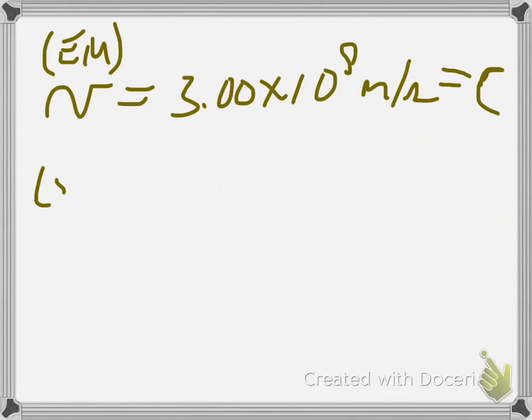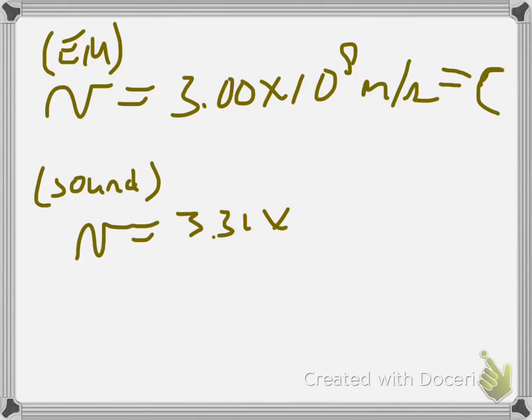Sound has a velocity of 3.31 times 10 to the second, or 331 meters per second. That's at STP, standard temperature and pressure, that's 0 degrees Celsius. But for sake of equations, that's what we're using for the regions, unless otherwise stated.